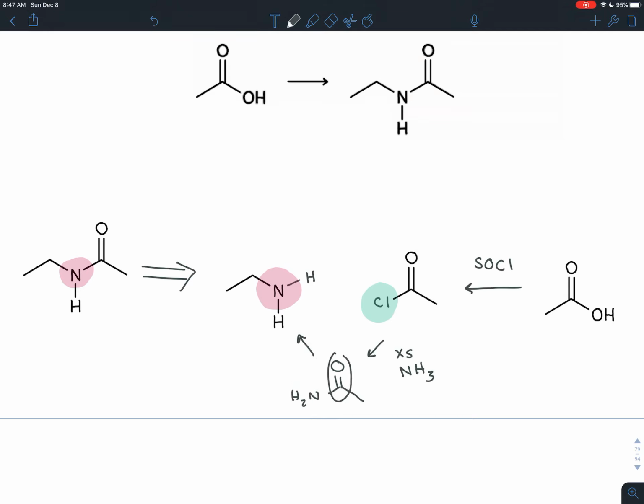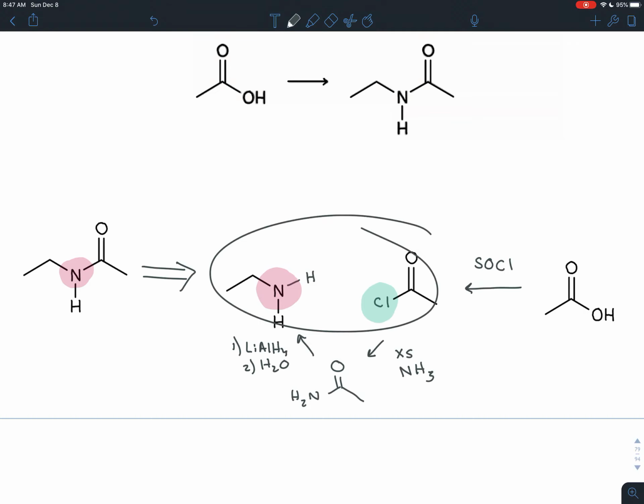And once you have ethanamide, we just need to get rid of that double bond to the oxygen. We need to reduce the number of bonds to an electronegative atom. We could do that in 2 steps using lithium aluminum hydride, followed by a water wash. Then we have these 2 reagents, and we would just need to react them together, and that would give us our product.